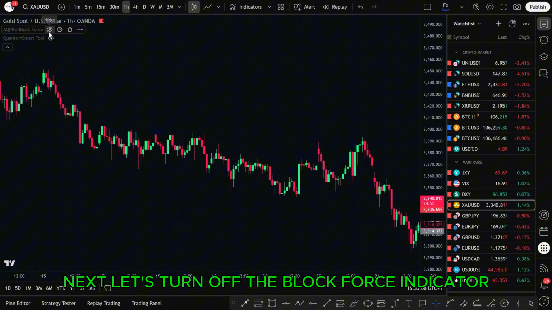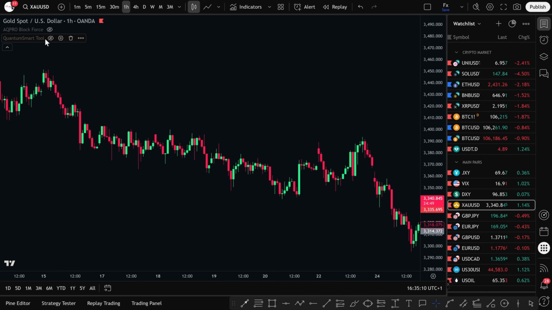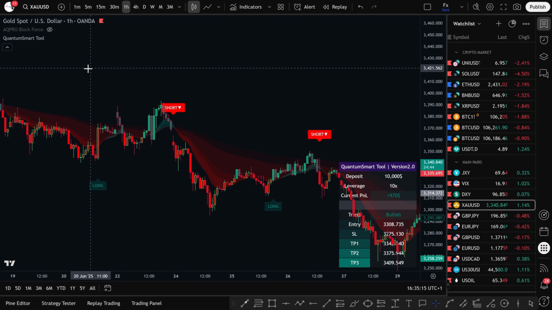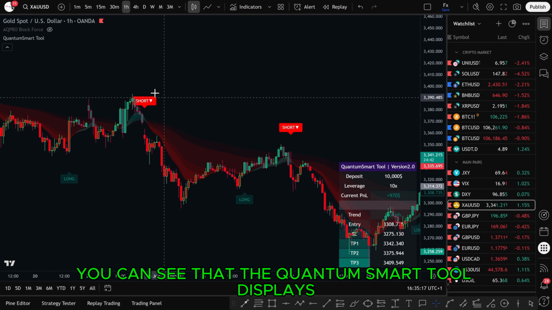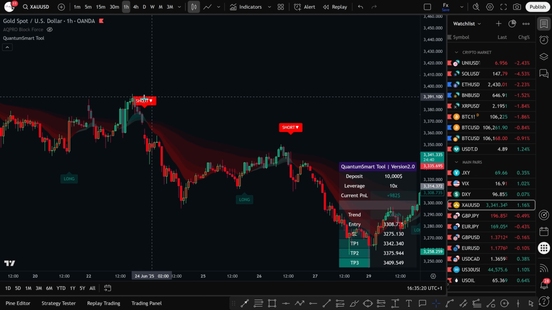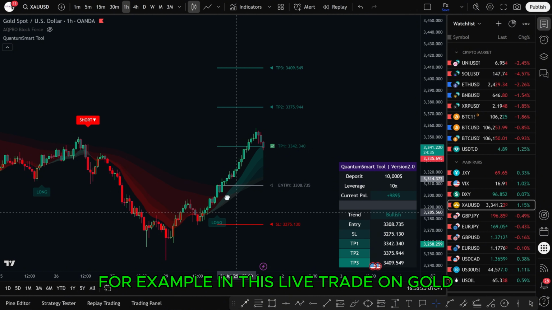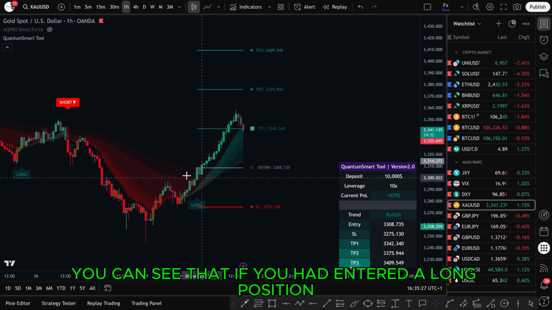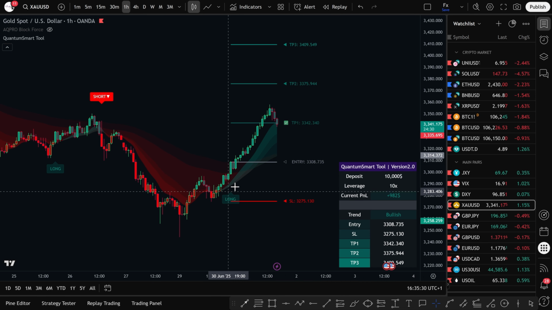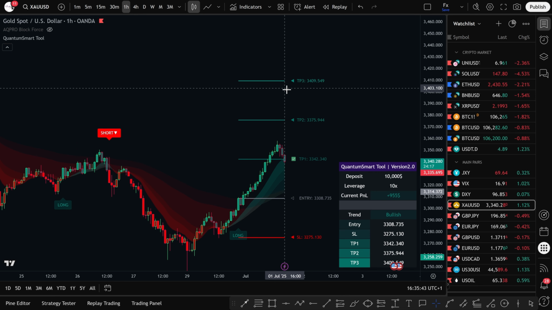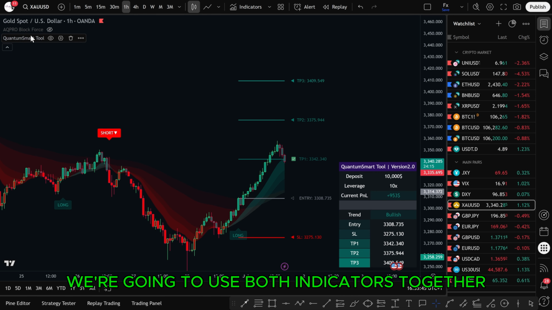Next, let's turn off the block force indicator so we can hide it. Now, let's turn on the quantum smart tool indicator. You can see that the quantum smart tool displays long and short signals, showing us where we can actually take trades. For example, in this live trade on gold, you can see that if you had entered a long position when the indicator signaled long, you would already be in profit. The indicator has already hit take profit 1 and is aiming for take profit 2 and take profit 3 over here. For the purpose of this video, we're going to use both indicators together.